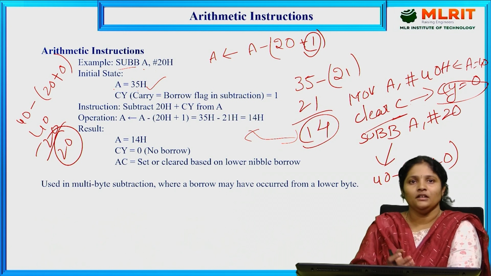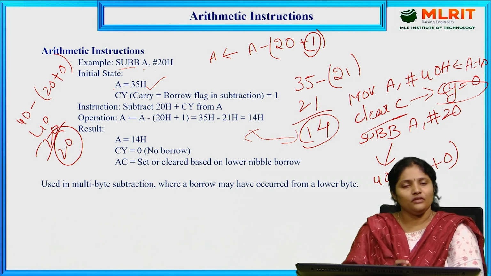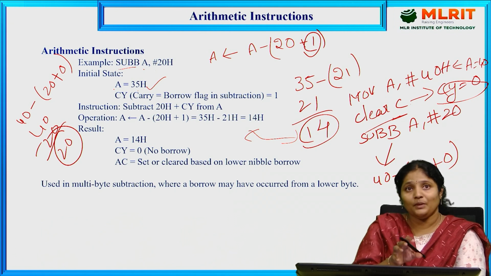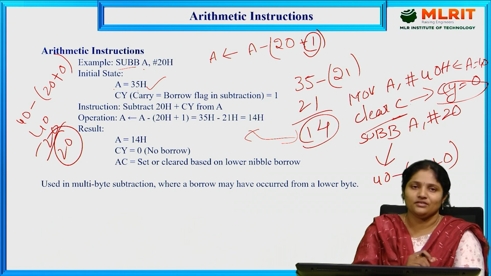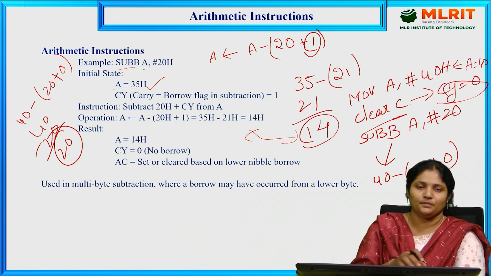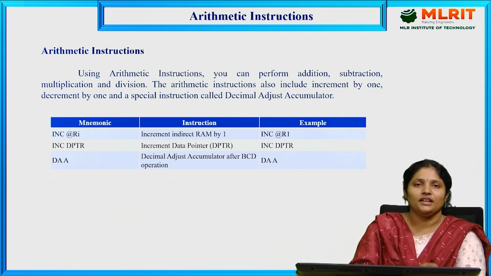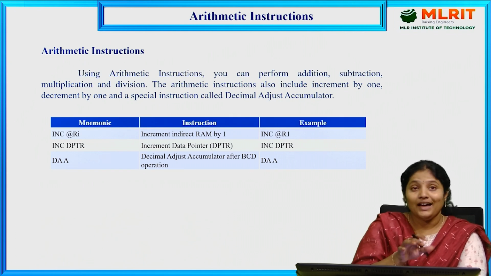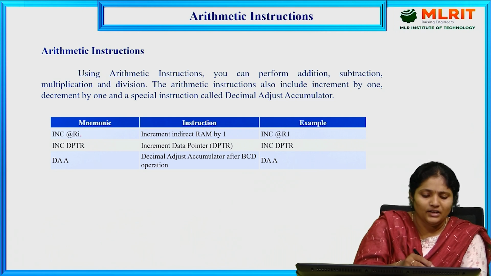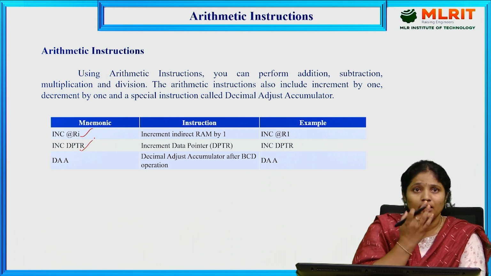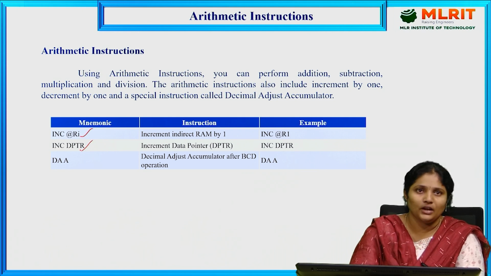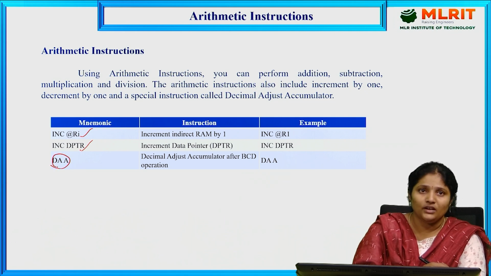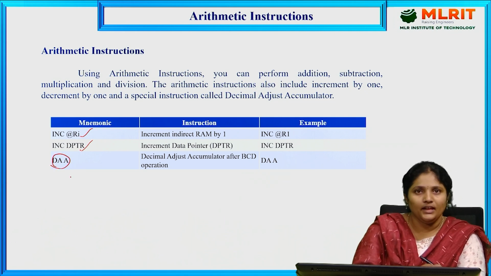So these, as I already told you, are arithmetical instructions. These subtraction instructions, particularly the SUBB borrow instructions, will be used for multi-byte subtractions. Coming to the next one, the last set of arithmetical instructions in 8051: increment, you can use increment DPTR or increment PC, program counter, also. And the last one, but a very, very important one, is the DAA instruction.